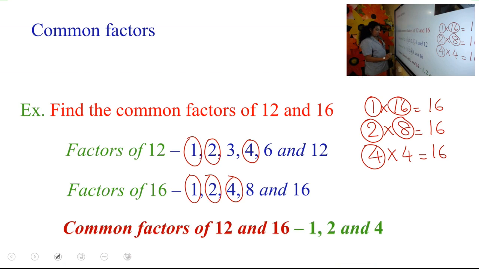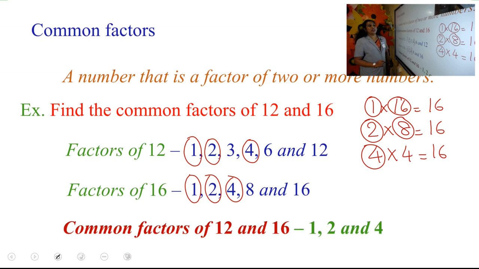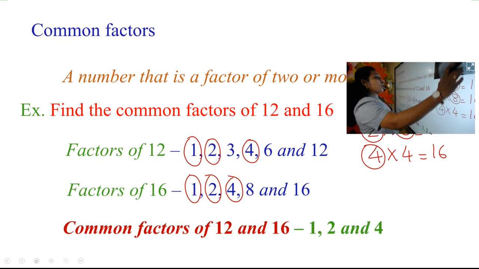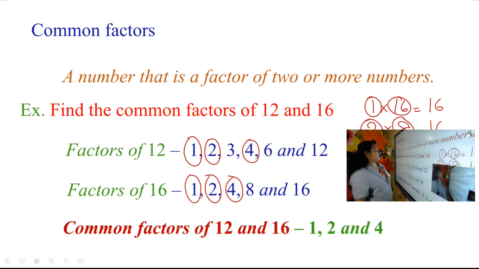So, what are common factors? A number that is a factor of 2 or more numbers is known as a common factor. These numbers you can see are common in both 12 and 16: 1, 2 and 4. So, we call these numbers the common factors.